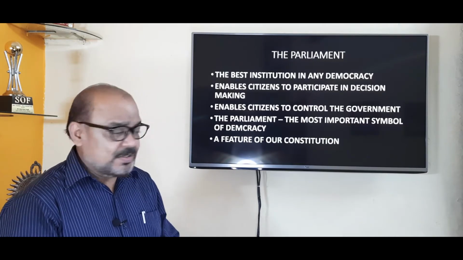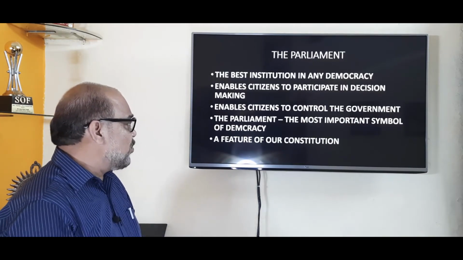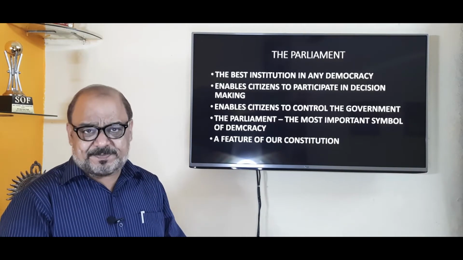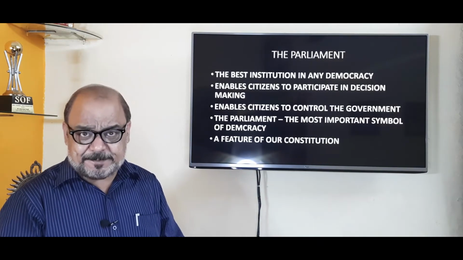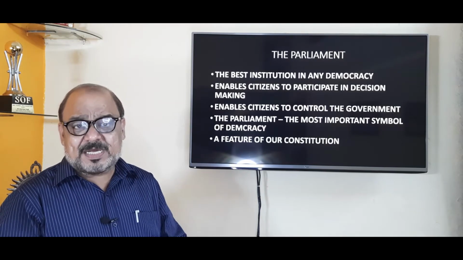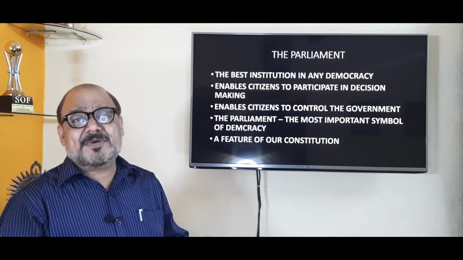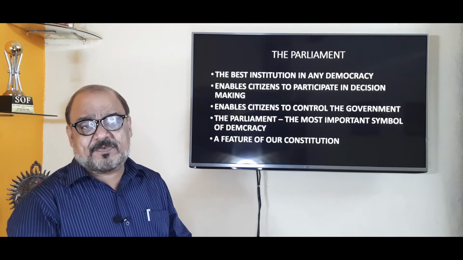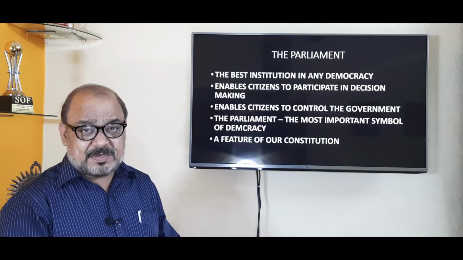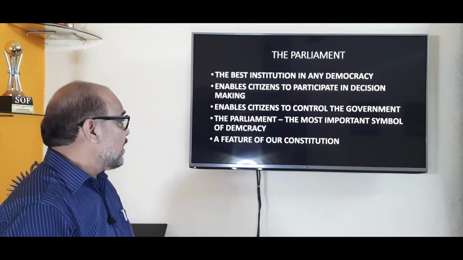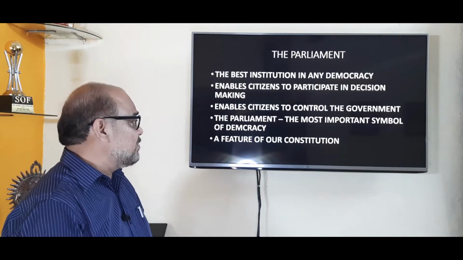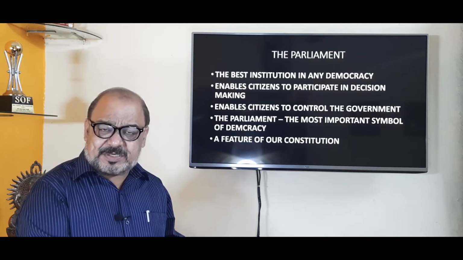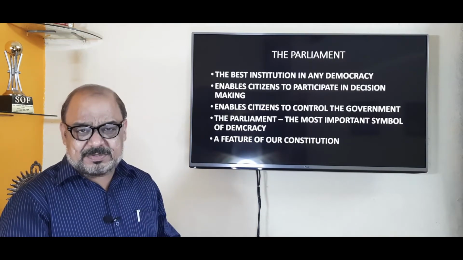Fourth point is the parliament is the most important symbol of democracy. In democracy, as we have discussed earlier, rulers are elected by the people. The government is elected by the people. It is the government of the people, for the people, and by the people. And that is why we say that the parliament is the most important symbol of democracy. The elected representatives of the people are in the parliament.